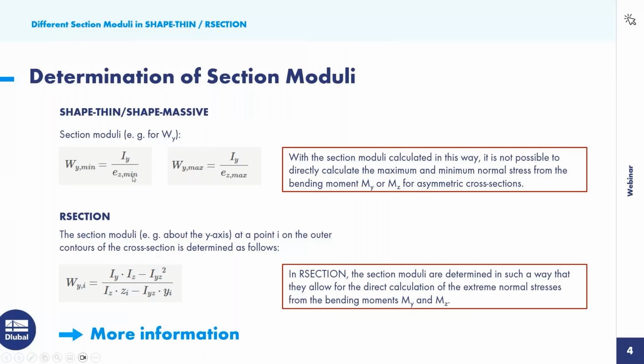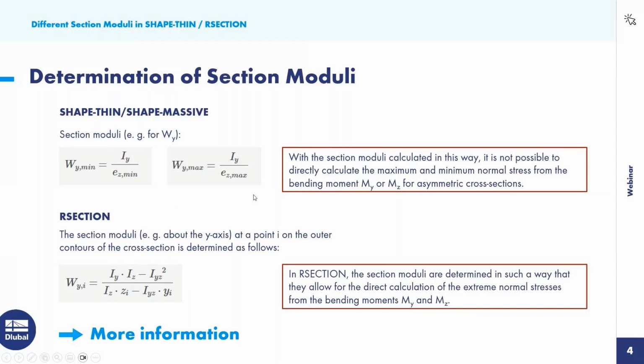Yeah, the reason for that is the determination of the section moduli. That's different in shape thin and in our section. For example, in shape thin and shape massive, the section moduli is determined by that simple formula. The section moduli is equal then area moment of inertia divided by the edge distances. And in our section, there's a more complex or more detailed formula. It's more exact, and it's an improvement in our section. And you will get different results.